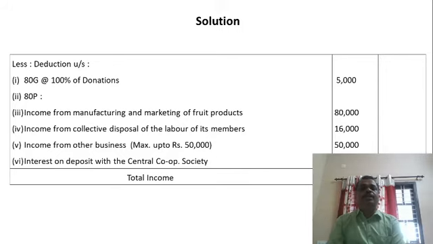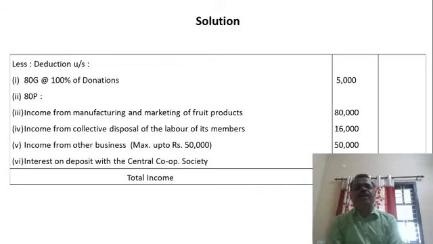Second step, calculation of the tax liability. Under section 80G, 100% National Children's Fund, 100% donation will get exemption 5,000. 80P, this is mainly fruit making industries, cooperative society. Income from manufacturing and marketing of fruit products, agro-based industry 80,000. Full amount considered as an exemption under section 80P. Income from collective disposal of the labor of its members 16,000.